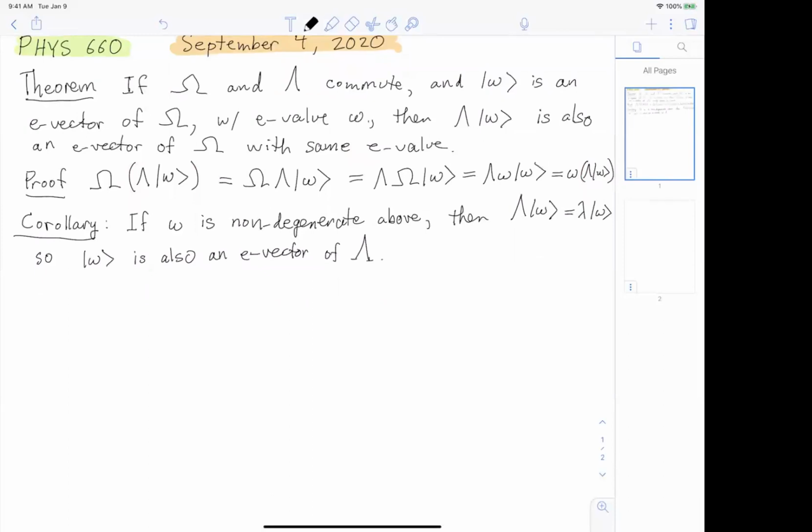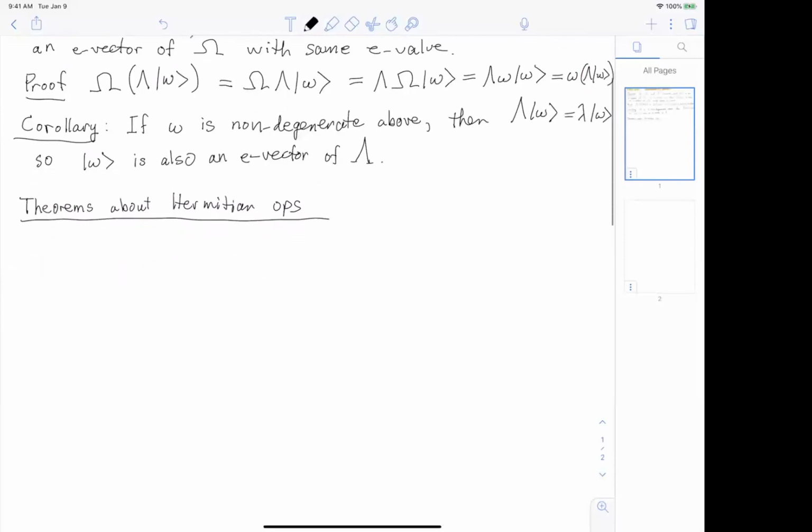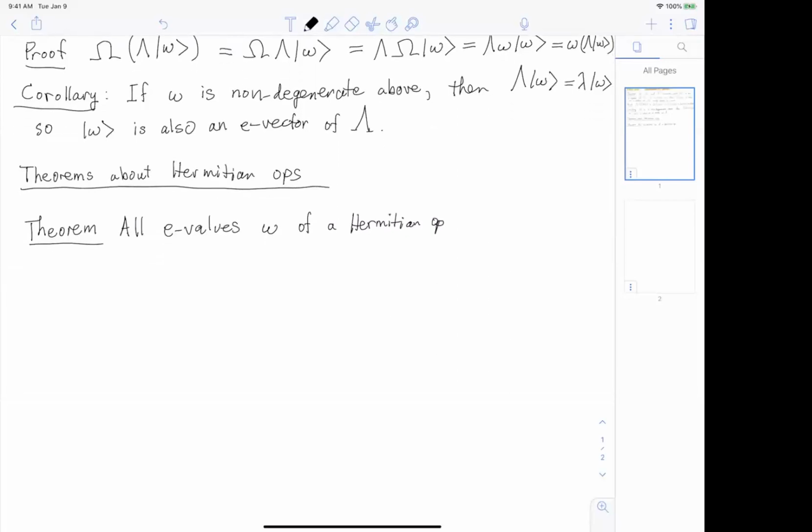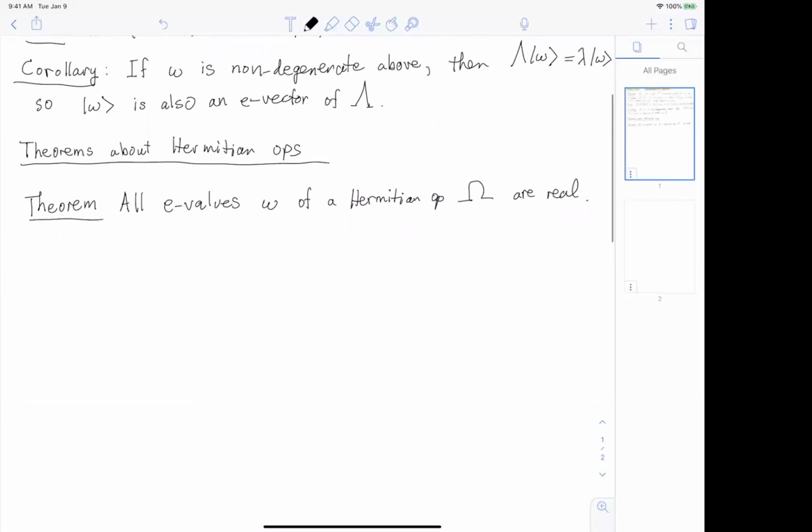Okay, so in that theorem, we didn't have to assume anything about Hermitian or not Hermitian, but now we're going to be assuming that our operators are Hermitian. Okay, and so the first one, in the class notes they're all numbered, but I'll just call it theorem: all eigenvalues, let's call them little omega, of a Hermitian operator capital omega are real. I guess in proper English we're supposed to say an Hermitian operator, but that always sounds weird to me. Okay, so Hermitian operators have real eigenvalues. So here's the proof of that.